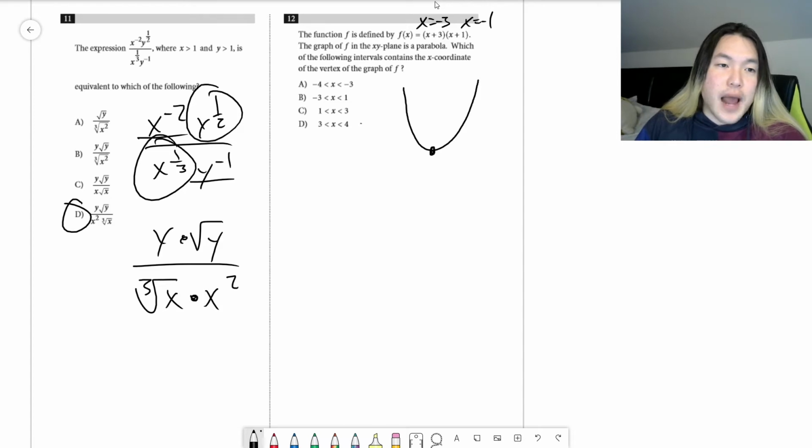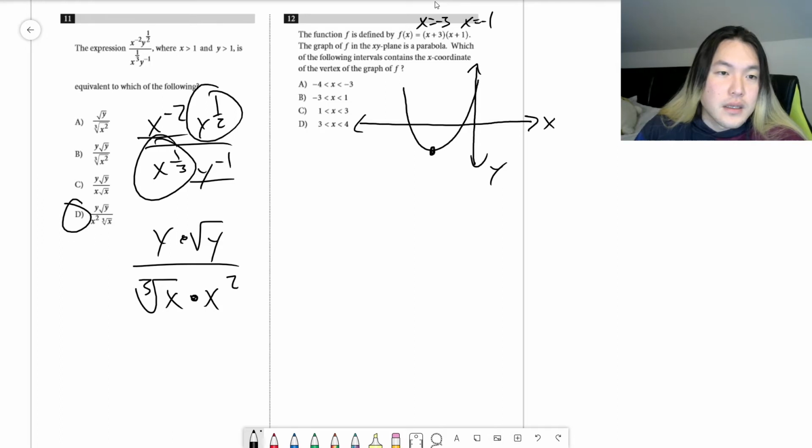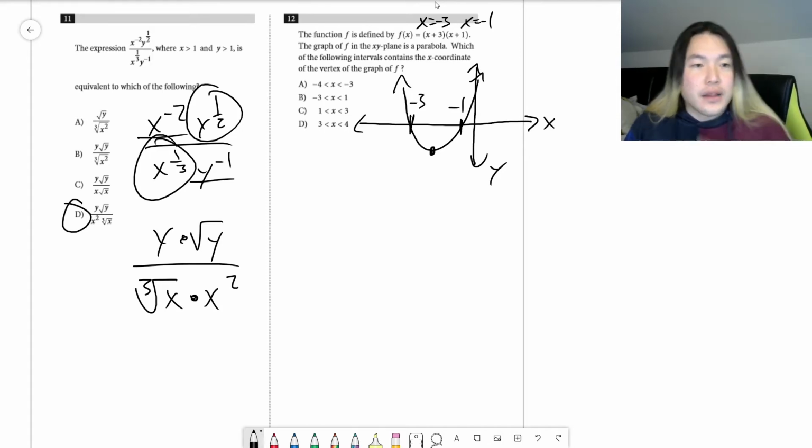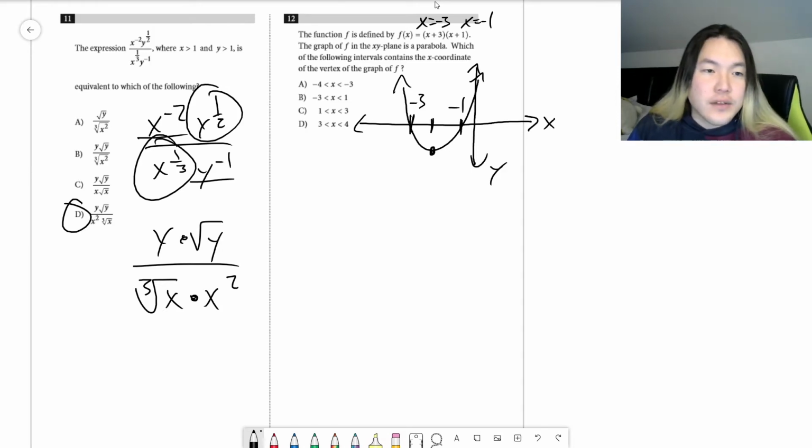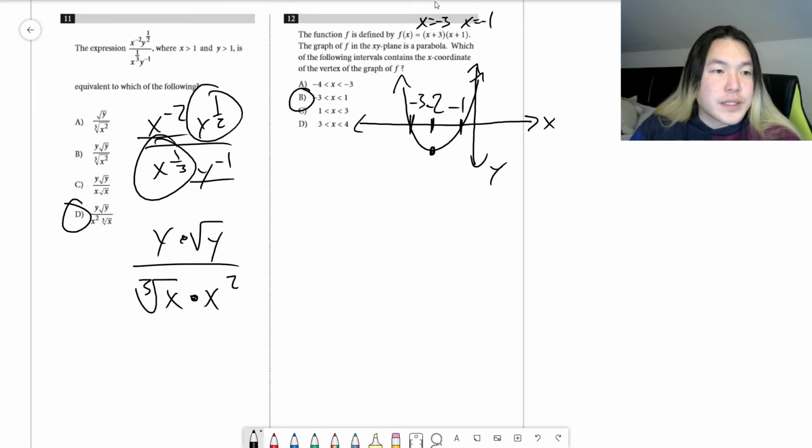What does that mean? In the graph, if this is the xy coordinate system, the zeros, the points where the parabola intersects the x-axis, are at -1 and -3. Therefore, the vertex is exactly at x equals -2, right in between the two zeros. So where does that fall? -2 is in between -3 and 1.